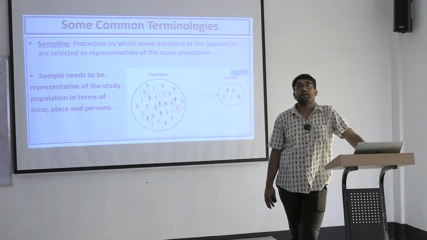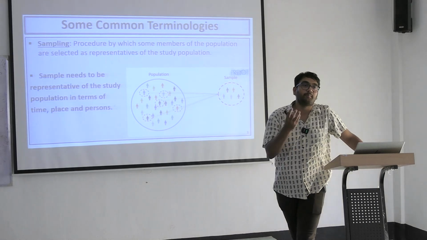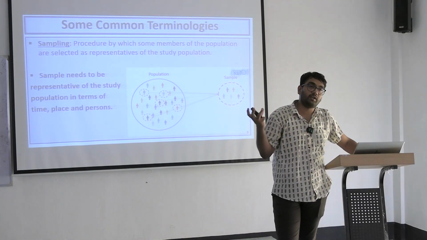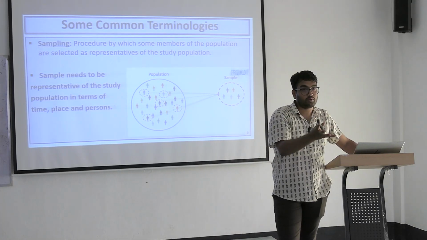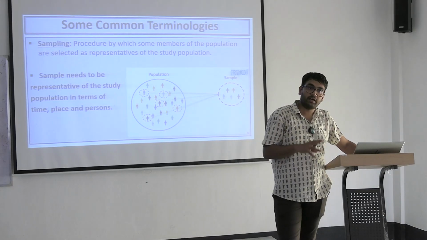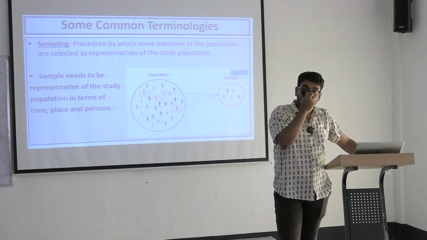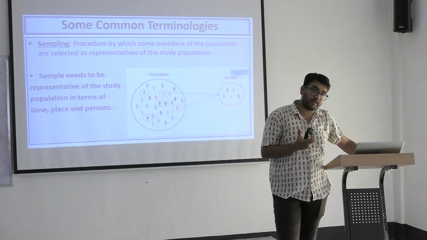So suppose I want to do the study in all of West Bengal, then I must have some sampling from the delta area of Sundarbans. I must have some sampling from the Gangetic plains. I must have some sampling from the dry areas of Birbhum and Bankura and Purulia. I must have some sampling from the hilly areas of Darjeeling, isn't it? So there has to be some diversity in terms of place to make it representative.